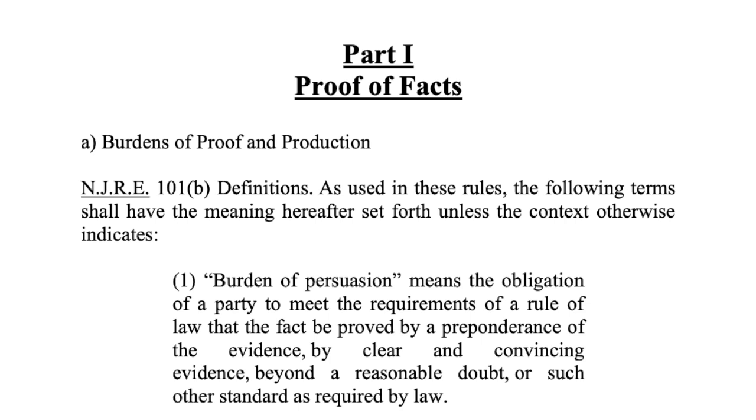The definition of the burdens of proof are set forth in N.J.R.E., New Jersey Rules of Evidence 101(b). Burden of persuasion means the obligation of a party to meet the requirements of the rule of law, and the fact has to be proved by preponderance of the evidence, clear and convincing evidence, beyond a reasonable doubt, or other such standard of law. And we'll have a few more. We'll be talking about probable cause. We'll also be talking about reasonable articulable suspicion. These are all in play in a DWI case.